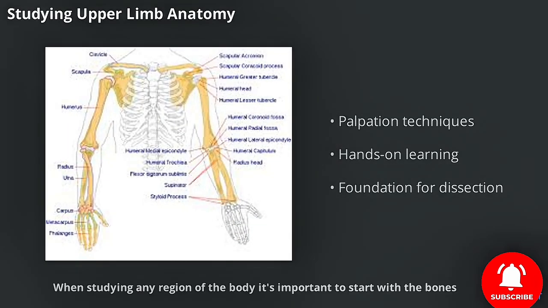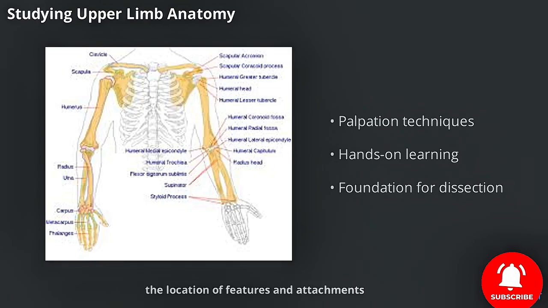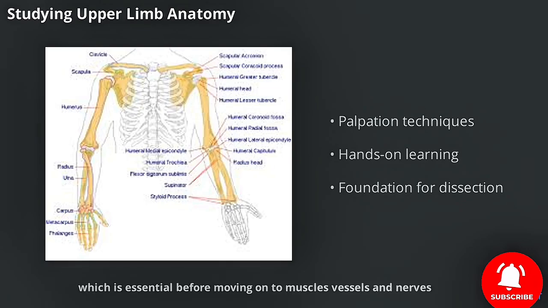Studying any region of the body, it's important to start with the bones. In anatomy education, students are encouraged to palpate the bones on themselves and use loose bones for hands-on learning. This tactile approach helps in understanding the location of features and attachments, which is essential before moving on to muscles, vessels, and nerves. By mastering the bony framework, you lay a strong foundation for deeper anatomical knowledge.